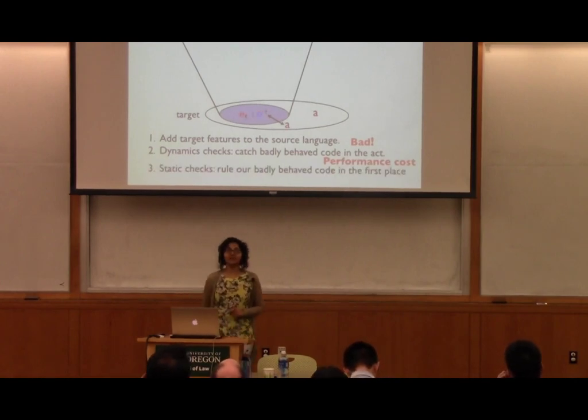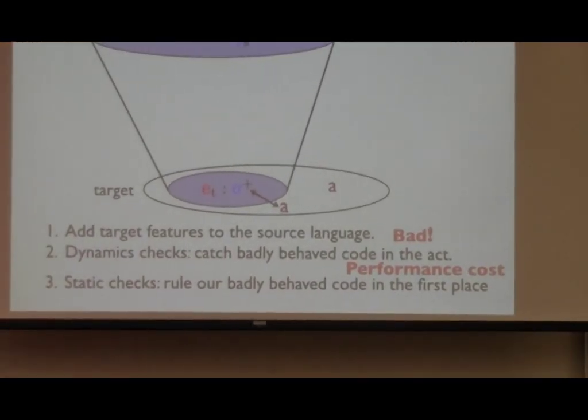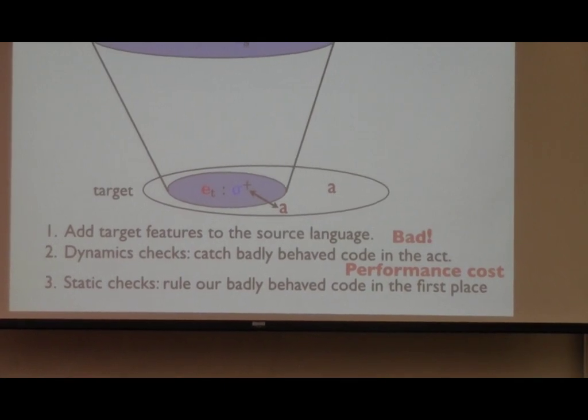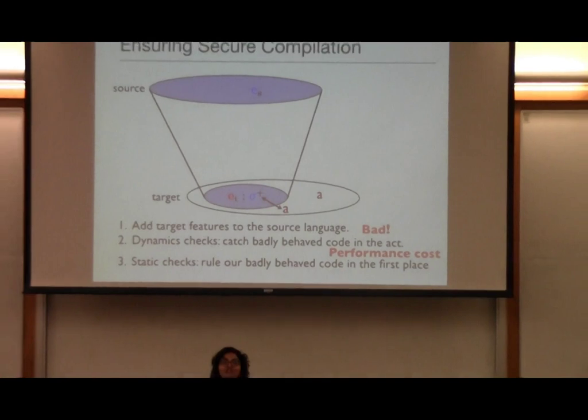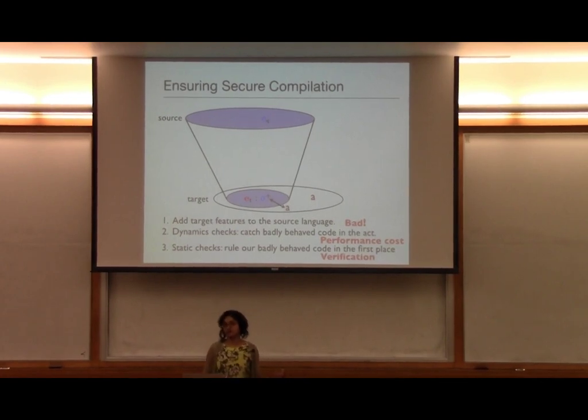All right. Third option, static checks. This is what I've been preaching slightly. You could rule out badly behaved code in the first place. You could just say, I don't want to link with it. But the way you would do that is by saying, okay, that code, I better be able to statically verify, using either a type system or some sort of logic, that it satisfies certain properties, that it won't behave badly. That's the verification approach or the types approach. So if you want to build fully abstract compilers and you want to do it without performance overhead, you want the static approach, right?